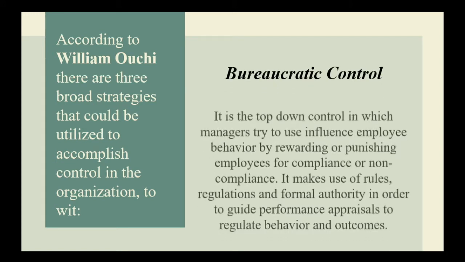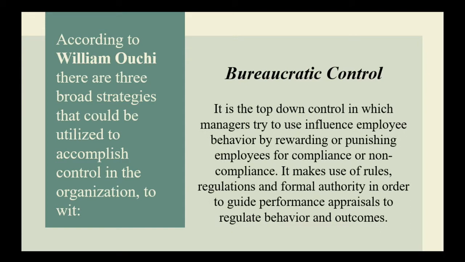It is the top-down control in which managers try to influence employee behavior by rewarding or punishing employees for compliance or non-compliance. It makes use of rules, regulations, and formal authority in order to guide performance appraisal and to regulate behavior and outcomes. Therefore, bureaucratic control requires developing a comprehensive system of rules and procedures to manage the actions and behavior of people in the organization. So it often requires costly information systems and computer software to work effectively.